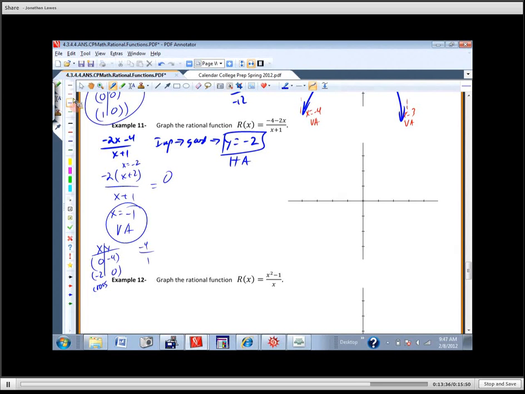So let's start plotting these points, or these asymptotes and everything. Negative 2, horizontal asymptote. Negative 1, label it up here. x equals negative 1, vertical asymptote. And some points on the graph. Negative 4, 0. Right there. Or sorry, it's right here. Negative 2, 0. And 0, negative 4. Okay.